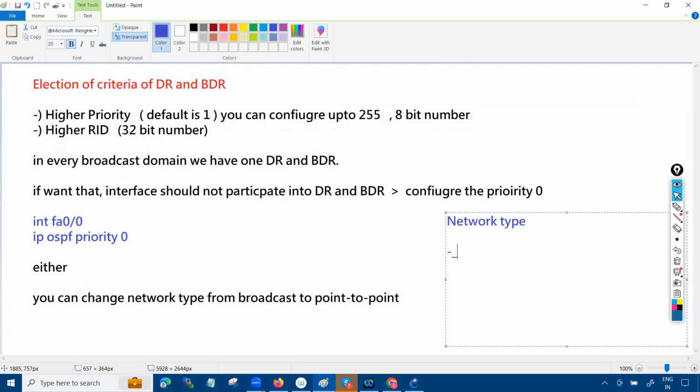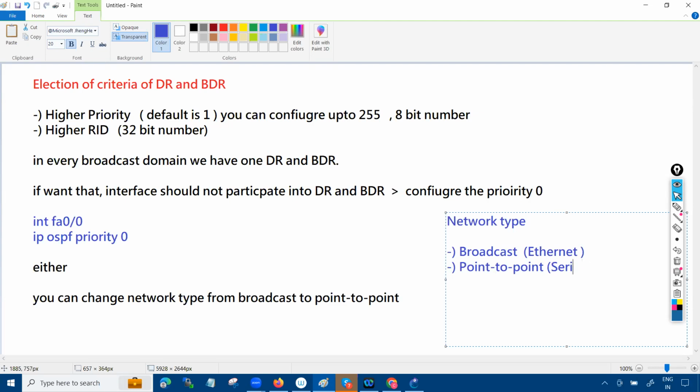If I talk about the network types, we have broadcast, which is the default on Ethernet technology. Ethernet means Fast Ethernet, Gig Ethernet, 10 gig, 100 gig. Nowadays you always see Ethernet only. Another network type is point to point, which you will see as the default behavior on the serial link. Nowadays, you will not see the serial link.